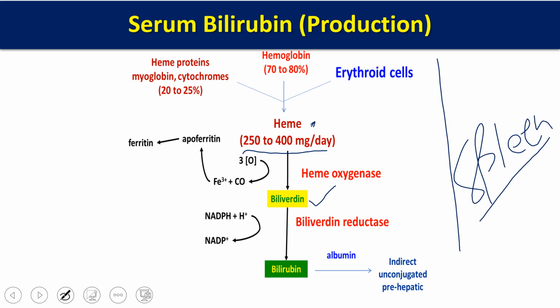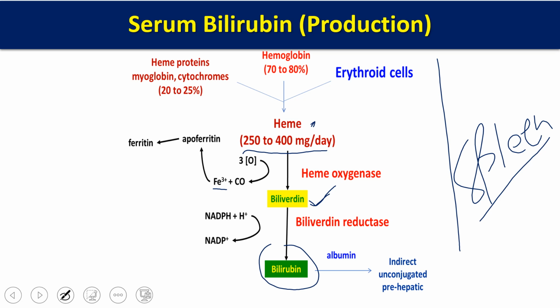It requires three oxygen molecules, iron will be removed from the heme, and finally carbon dioxide will be released. This iron will combine with apoferritin and finally give you ferritin. That is the fate of iron. The porphyrin ring portion is converted into biliverdin, and this biliverdin is finally converted by biliverdin reductase to bilirubin. Now this bilirubin production or synthesis occurs in the liver and spleen.